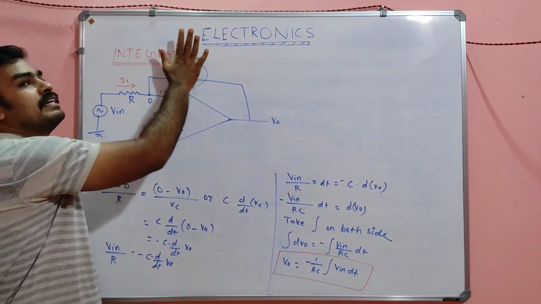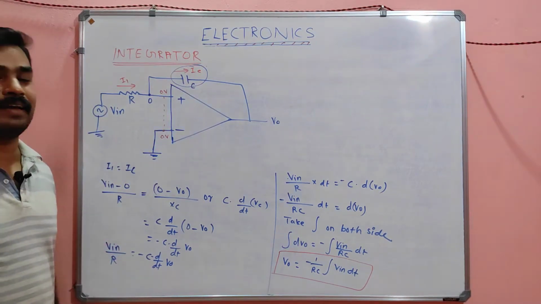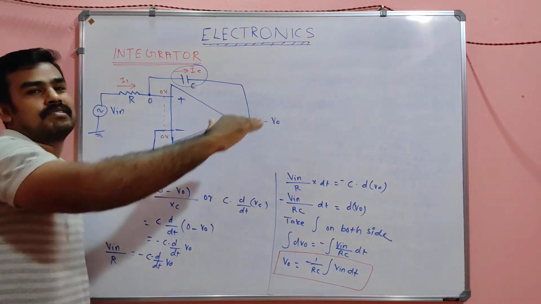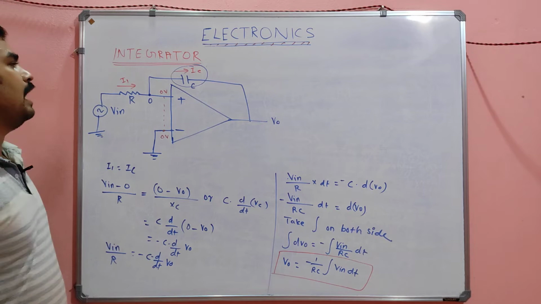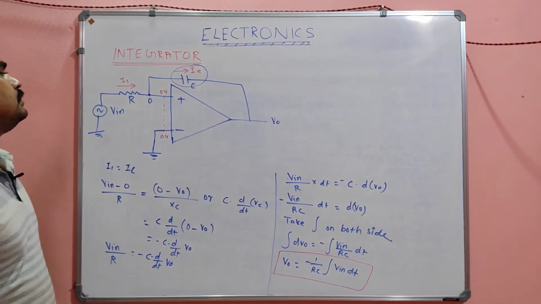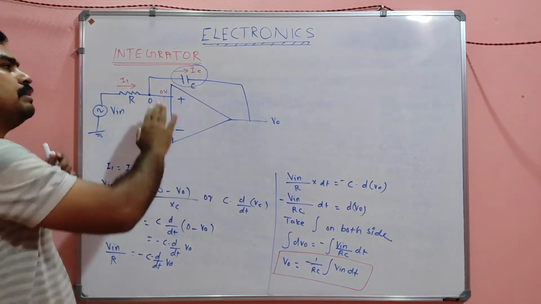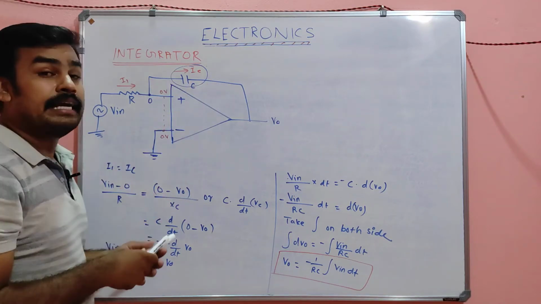The capacitor will not exist there. If there is no capacitor, the integration action will not be there. That means the gain will be a constant. There will not be any integration. So that is one limitation. Another limitation you can say is the input impedance, that is the main limitation. So in order to avoid that limitation, there is the practical integrator circuit.